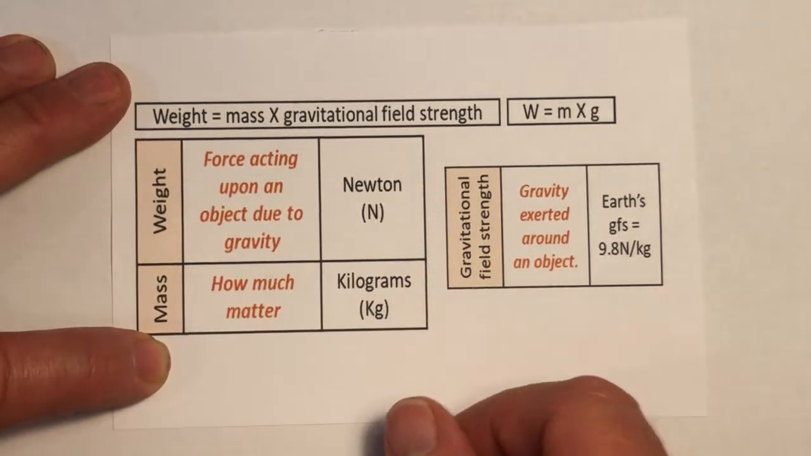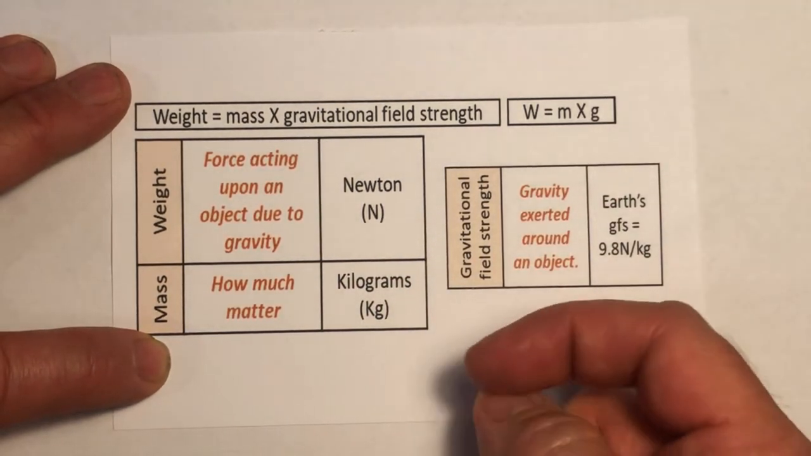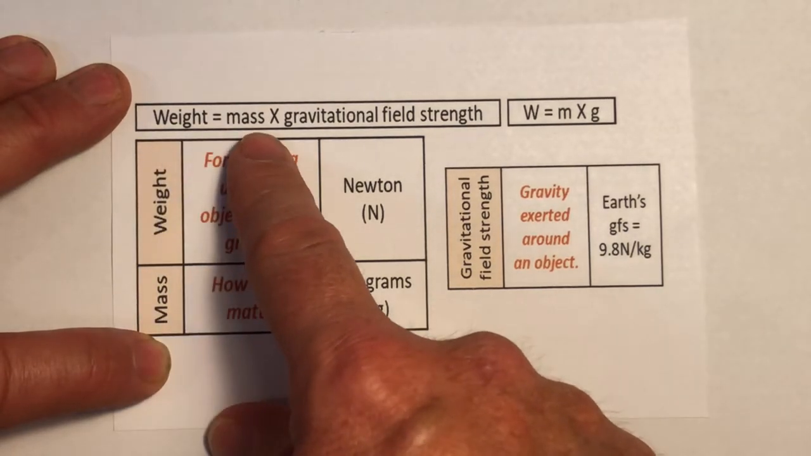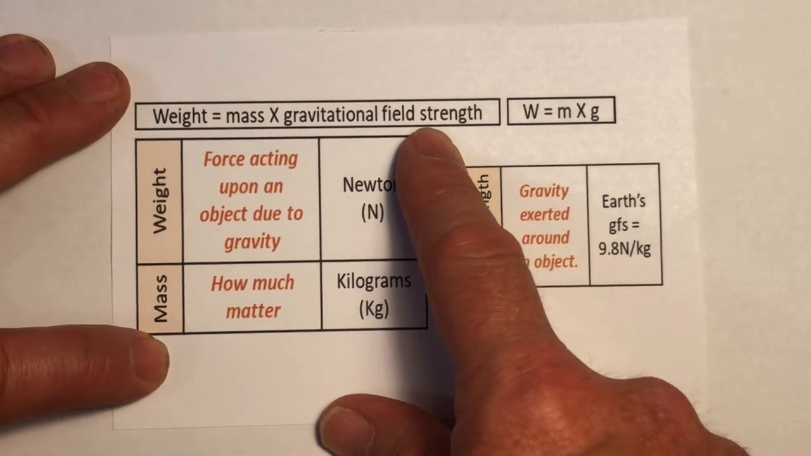Now, the way that you actually work these out, and you have to do maybe sometimes a bit of jiggery-pokery with the actual equation itself, is weight equals mass times gravitational field strength. You need and must remember that equation.